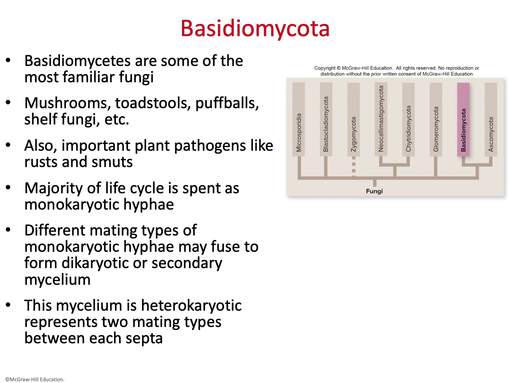When different mating types of monokaryotic hyphae fuse to form a dikaryotic or secondary mycelium, this type of mycelium is called heterokaryotic, with two nuclei representing two mating types between septa. This dikaryotic stage in the life cycle is a common characteristic of many fungi, and it is found in both Ascomycetes and Basidiomycetes.